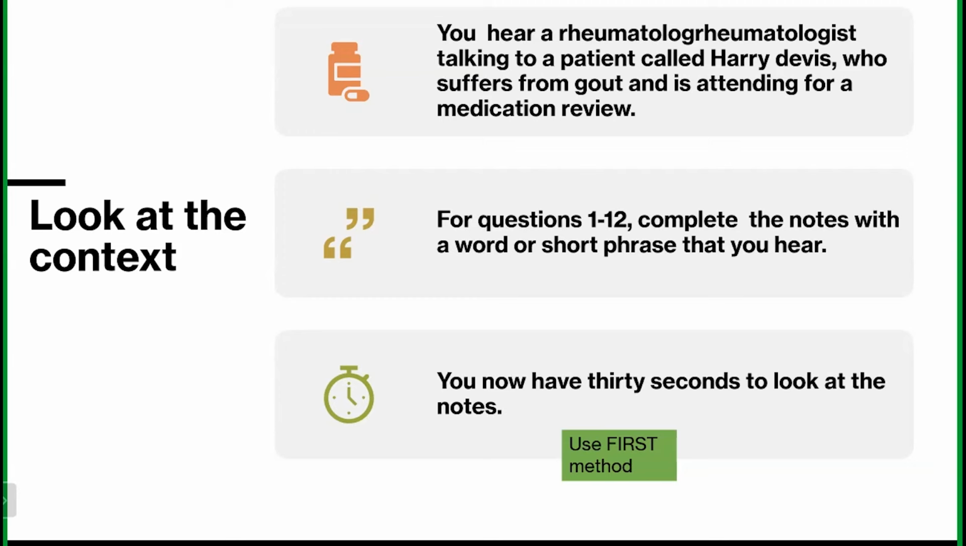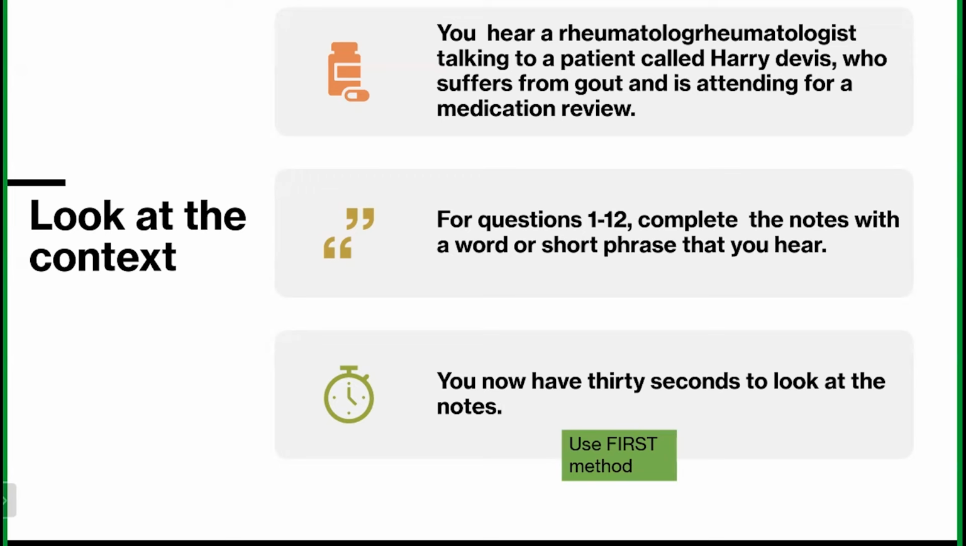Look at this context. You have to imagine yourself. That is the first method. If you hear the word gout, what all things will come to your mind? You have to think about gout. If a patient has gout, what symptoms will they have, what medications will they get? Like that you have to imagine that you are in the real situation, talking to a patient with gout.